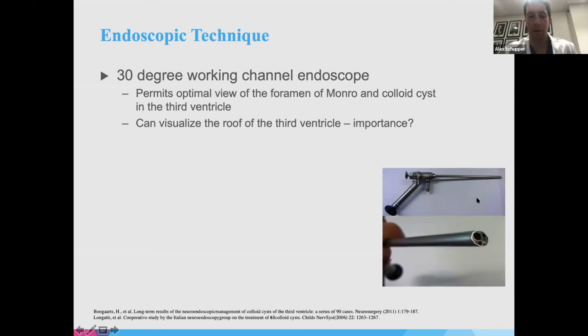Right, so that's important. What I was getting at a little bit more is that the roof of the third ventricle is actually where these lesions originate from. So the stalk comes from the roof here. And so you want to make sure you have a really nice plane and help to dissect off the cyst.